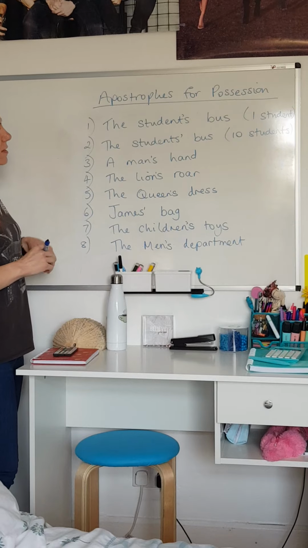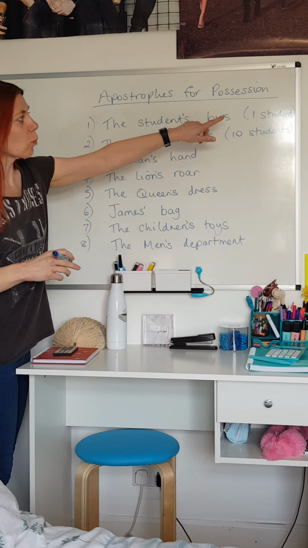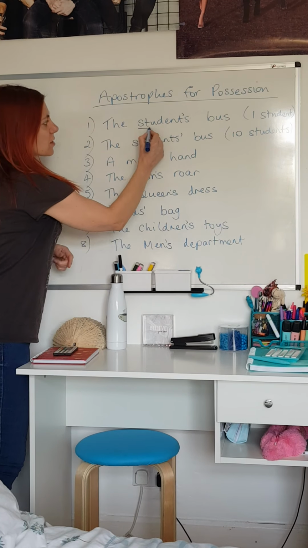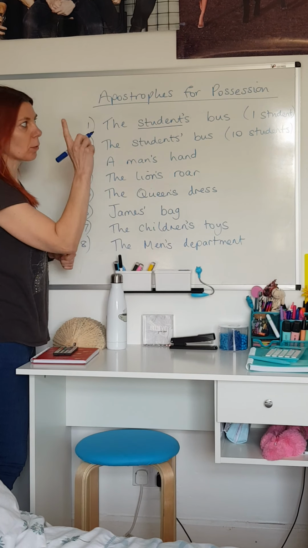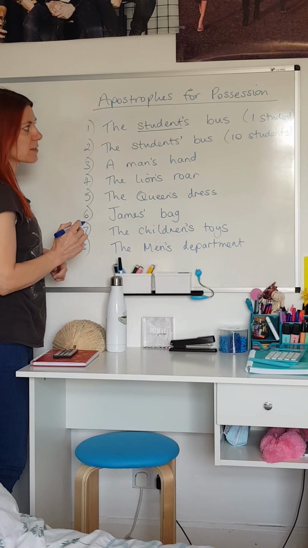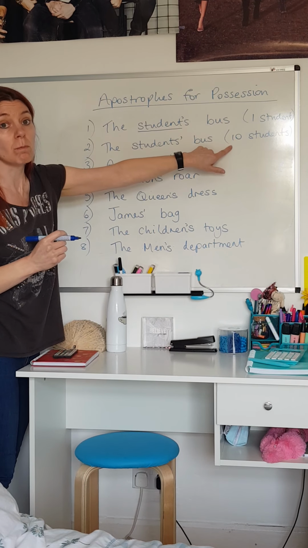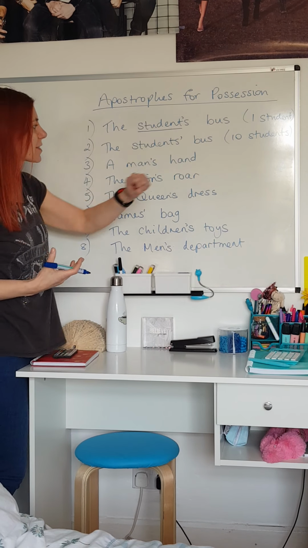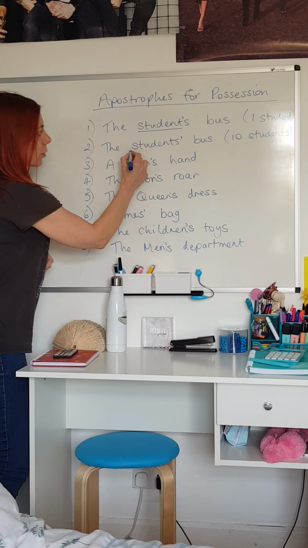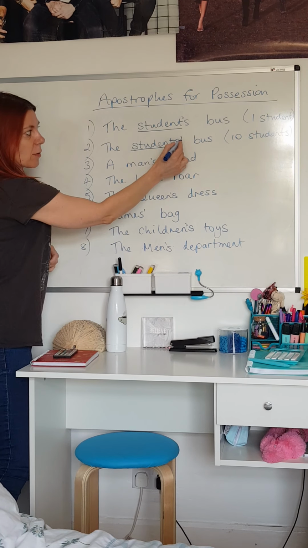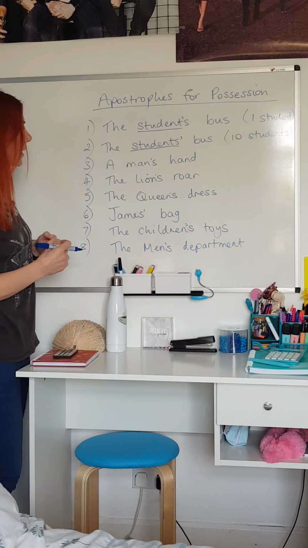Okay, so here's our answers then. So the first one, the student's bus. If we've got one student, then the bus is linked to the student, just one person. So the apostrophe is going to go just there. In this second example, the students' bus, if we've got more than one student, in this one we've got 10. So who does the bus belong to? The students. So the apostrophe comes after the S.